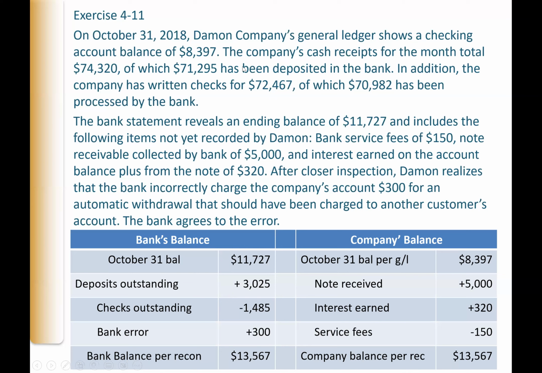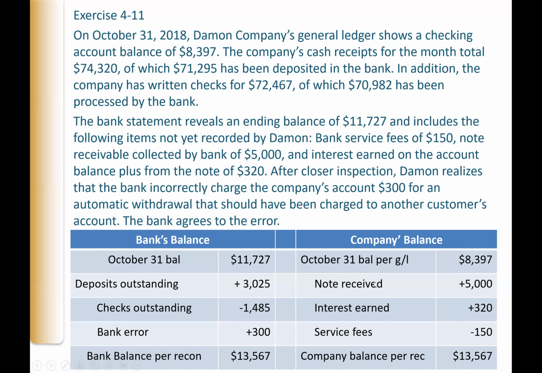The company's written checks for $72,467, but $70,982 have cleared the bank. So the net difference of $1,485 needs to be subtracted here from the bank's balance. Remember, it's something the company's already recorded. It hasn't gone through the bank yet. Then there was an error of $300 they accidentally took from this account. We have to add it back because they did it in error to come up with the bank balance.